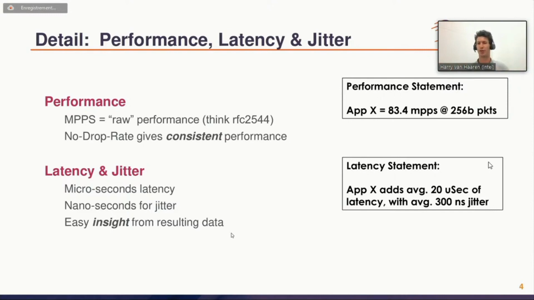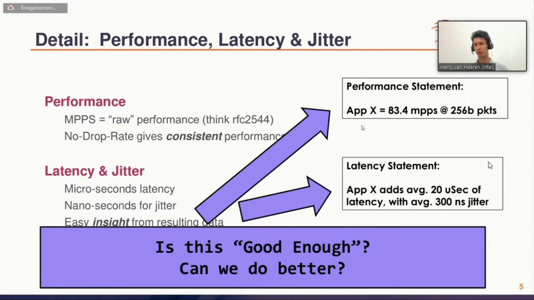So, question to the audience, is this good enough? Are these two statements, on latency and performance, that we have on the right, the best we can do? Can we do any better? In general, we're being told here that the application has X amount of performance at a specific packet size. That seems pretty indicative, pretty useful, right? And then the application here says it's an average of 20 microseconds of latency, with an average of 300 nanoseconds of jitter across something. Can we do better? I think yes.